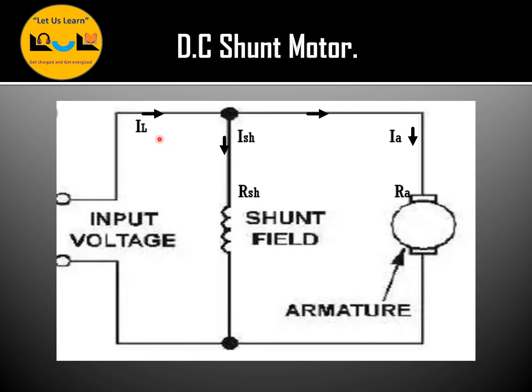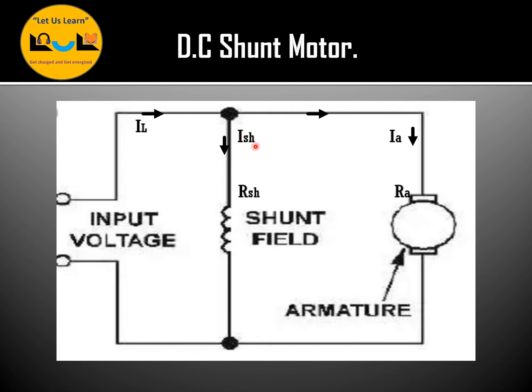So if you go for the current relation, IL, that is the line current, is equal to ISH plus IA, because in this junction it is dividing into two branches according to Kirchhoff's current law. So IL is equal to ISH plus IA.